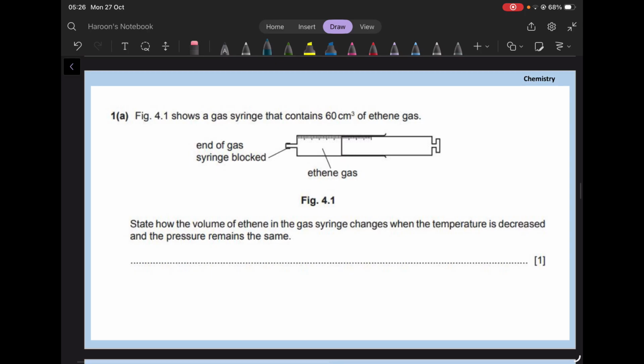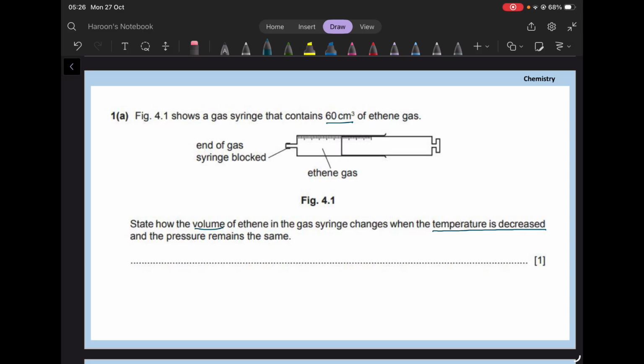Okay, now let's do a few theory questions as well. Figure 4.1 shows a gas syringe that contains 60 cubic centimeter of ethene gas. State how the volume of ethene in the gas syringe changes when temperature is decreased.